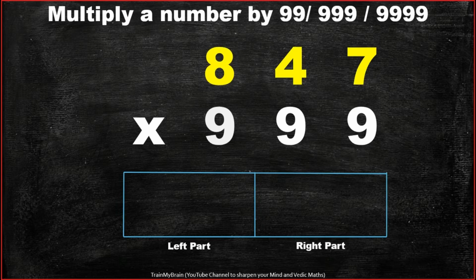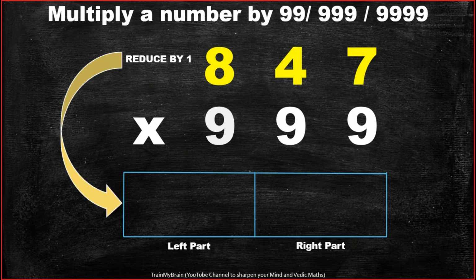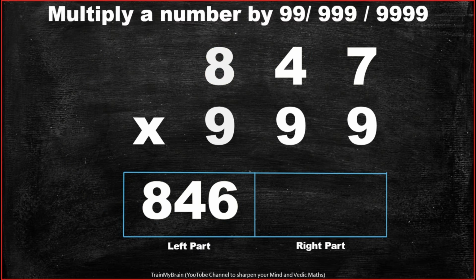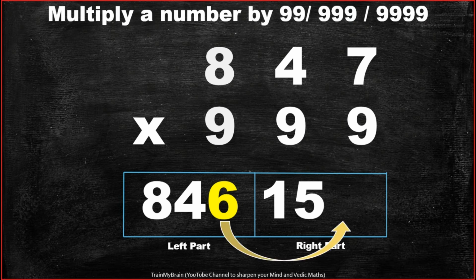Pick the number other than nines. Subtract it by 1. 847 minus 1 will be 846. So for the left part you are done. Now for the right part, pick the first left number 8. Subtract it from 9. 9 minus 8 will be 1. Now pick the second number 4. Subtract 4 from 9. 9 minus 4 will be 5. Now pick the third number 6. Subtract 6 from 9, you will get 3.